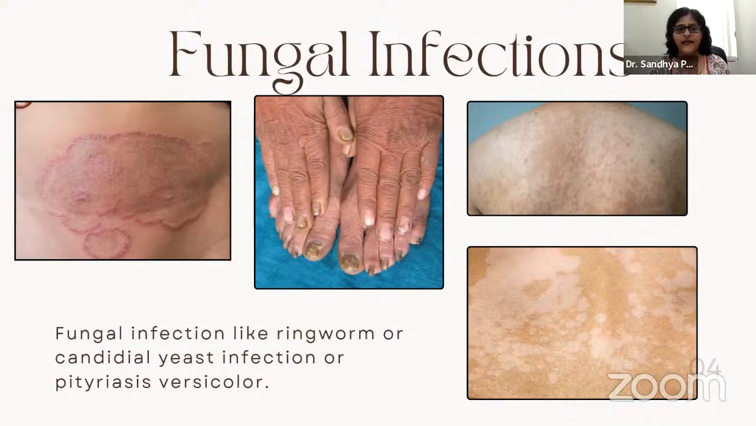Fungal infections like ringworm or candidal yeast infection or pityriasis versicolor are also common. Ringworm infections are seen as circular red eruptions with a lot of itching, and candidal mouth infection can also occur. Pityriasis versicolor is seen as harmless white-colored or dark-colored patches on skin, and this can be cosmetically disfiguring and very rarely itchy.